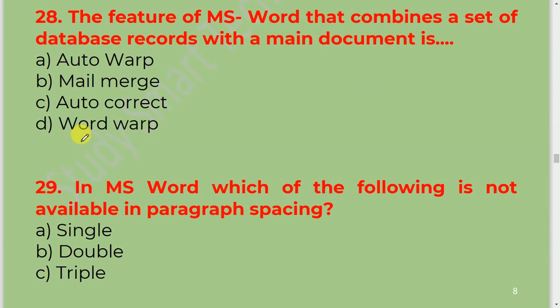Question number 28. The feature of MS Word that combines a set of database records with a main document is: option A, auto-wrap, B, mail merge, C, autocorrect, D, word wrap. And the correct option is option B, mail merge. Mail merge combines a set of database records with a main document.